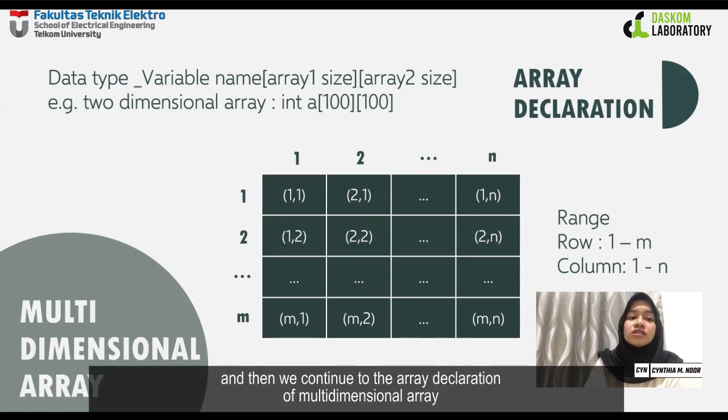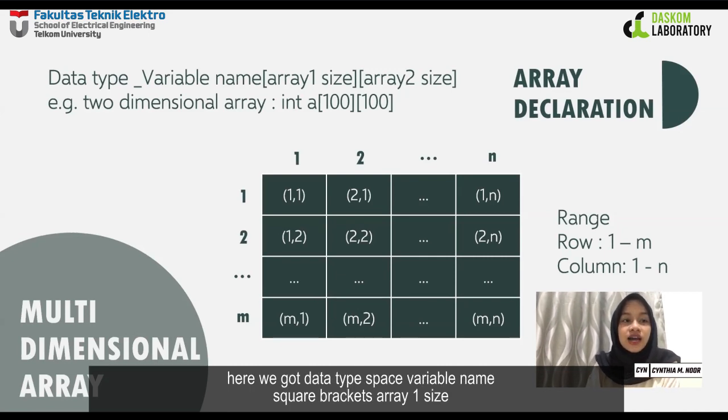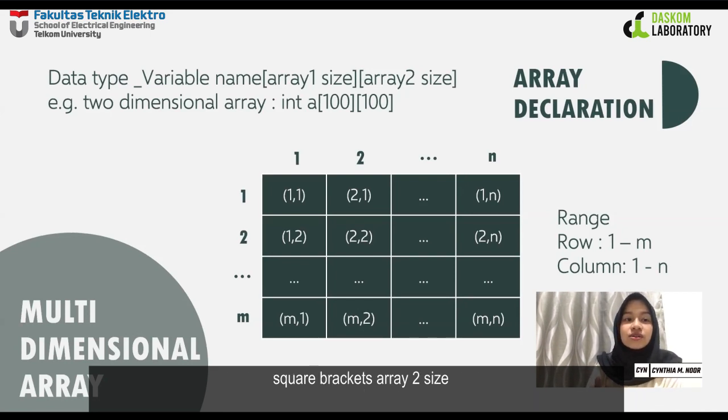And then we continue to the array declaration of a multidimensional array. Here we have the data type, space, variable name, square brackets, array1 size, square brackets, array2 size. This example is for the two-dimensional array: int a for the variable name, and then square brackets 100, square brackets 100. This means the array 1 size is 100 and the array 2 size is 100, so it would make a table of 100 times 100.